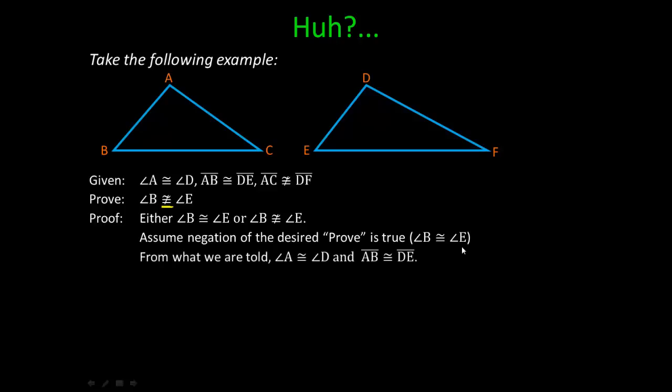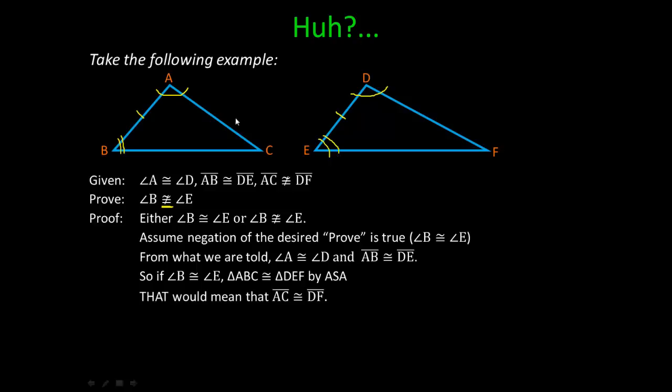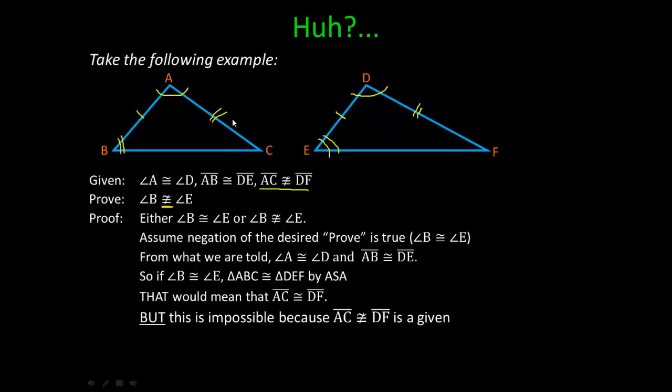Okay, and now let's look at our givens. We're told that angle A is congruent to angle D, and that AB is congruent to DE. And remember, I said that we're going to assume that this is true here. So we're going to assume that angle B is congruent to angle E, which means that triangle ABC would be congruent to triangle DEF by angle side angle, which would mean that AC would have to be congruent to DF by CPCTC. Here's the problem. It's impossible because of this. In our given, they told us that AC is not congruent to DF, and that's a given, so there's no arguing that. That is what it is.